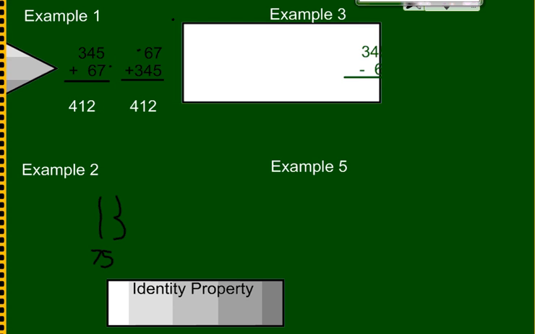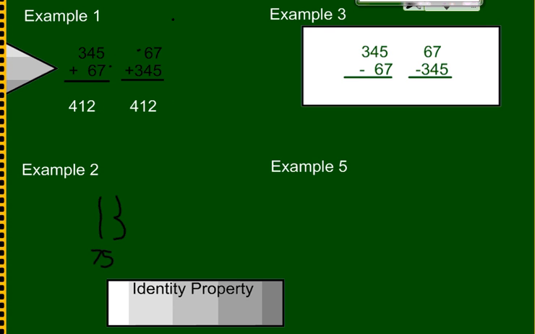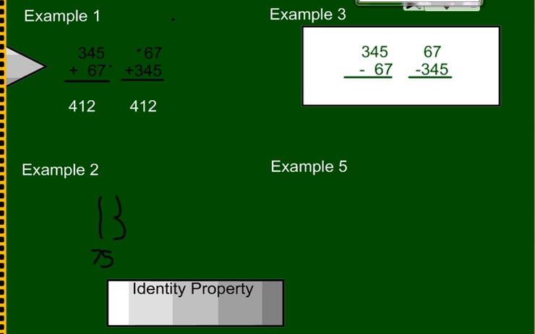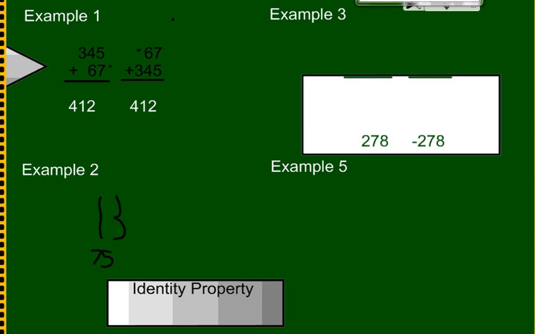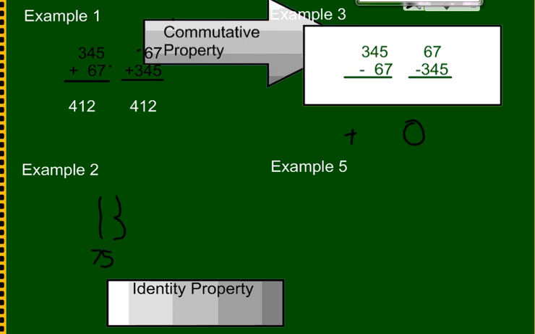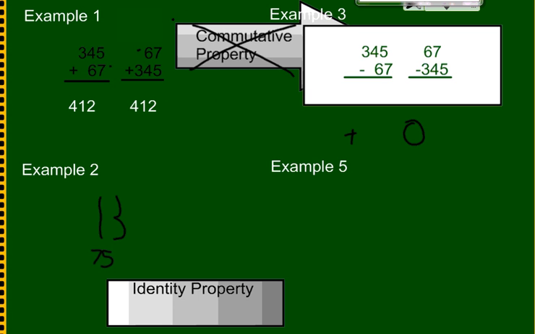Moving on to example 3, we start to look at the idea of difference or subtraction. When you look at this problem, you might say, okay, 345 minus 67, 67 minus 345. And you might quickly say, well, look, that's the commutative property. However, you have to take a step back and realize that that would not be true. Even though our numbers end up being very similar, here we have a positive 278 compared to a negative 278, which are very, very different numbers. Subtraction doesn't work the same way as addition, so the commutative property does not apply to subtraction.